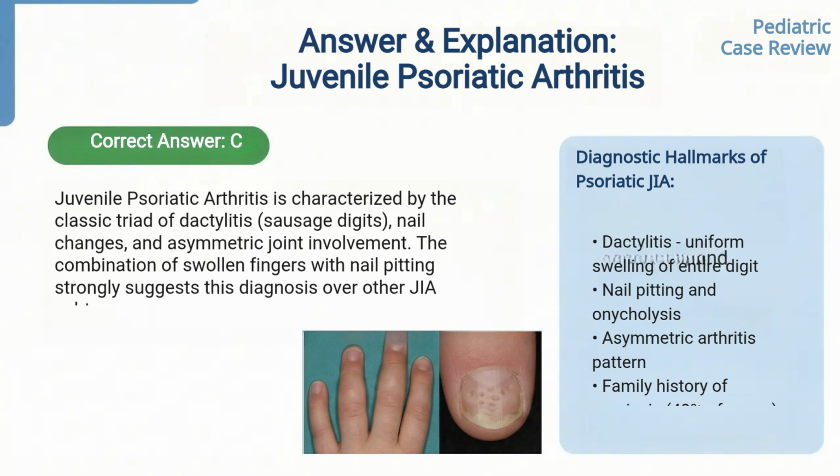Diagnostic hallmarks include dactylitis with uniform swelling of the entire digit, nail pitting and onycholysis, asymmetric arthritis pattern, family history of psoriasis, which is present in approximately 40% of cases, and absence of rheumatoid factor.